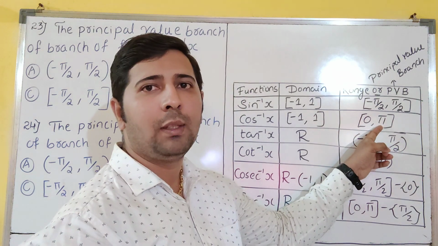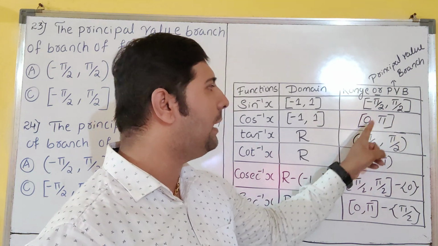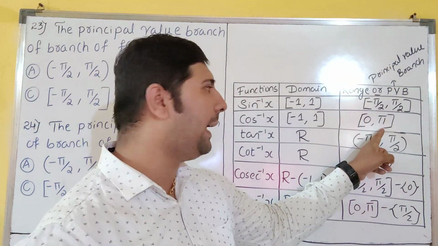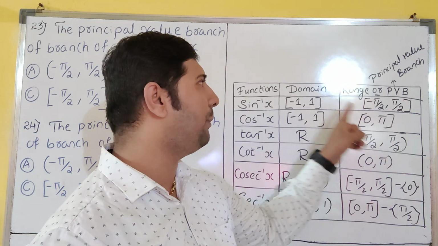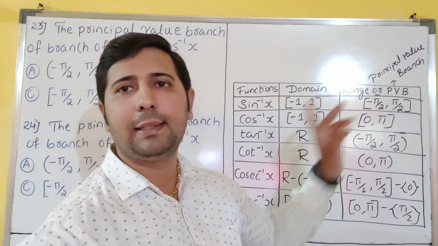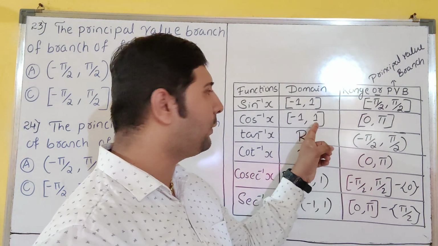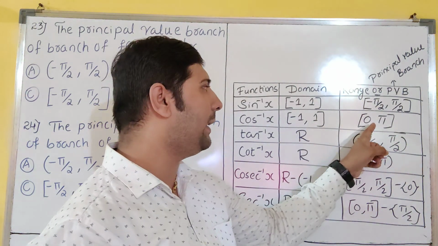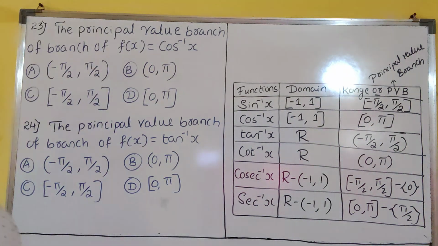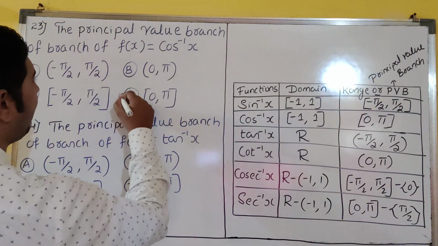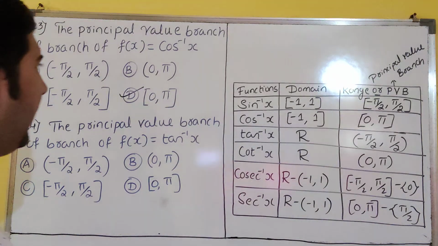0 to pi. So the answer is closed interval 0 to pi, because they had asked you the principal value branch, not the domain, dear students. Domain means minus 1 to 1 closed interval. Here the principal value branch is 0 to pi. Which option is matching? Option D, dear students. So D is our answer.